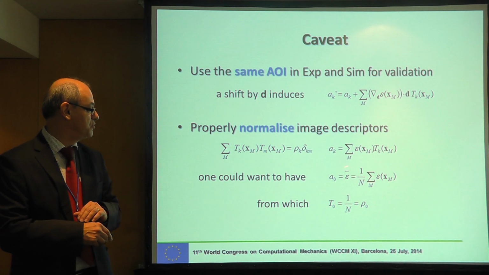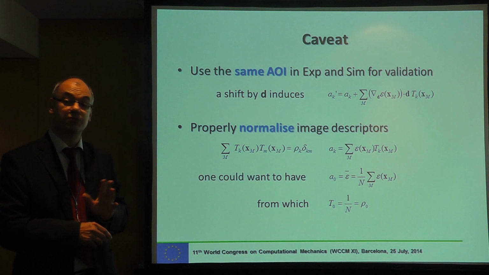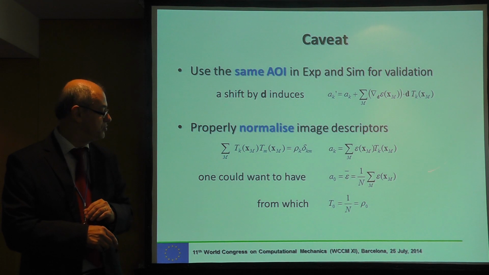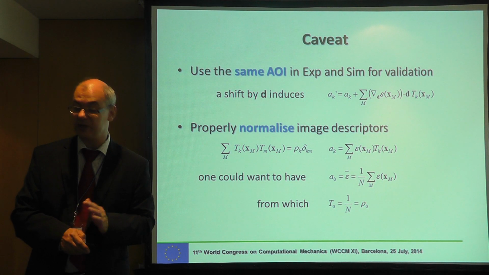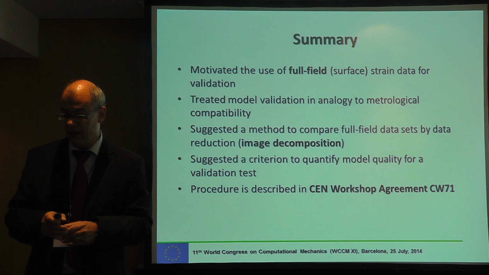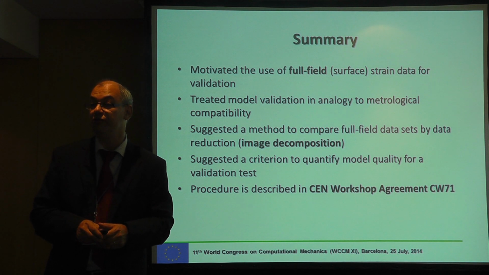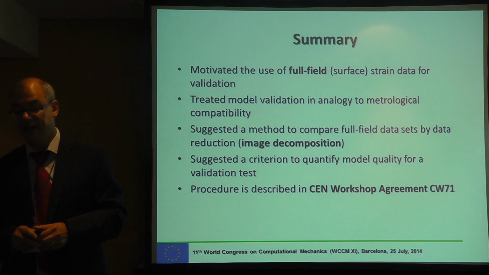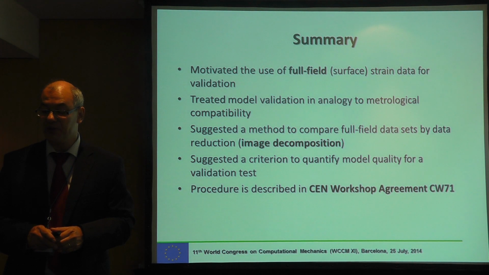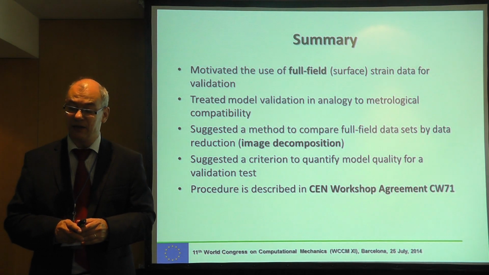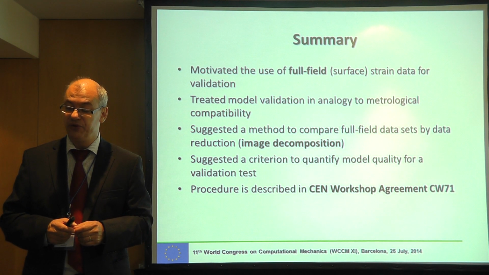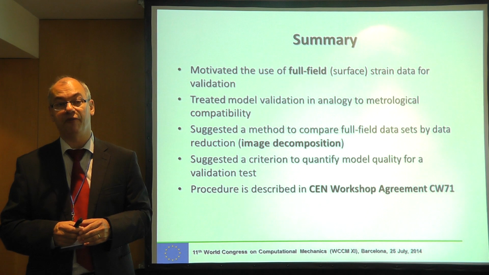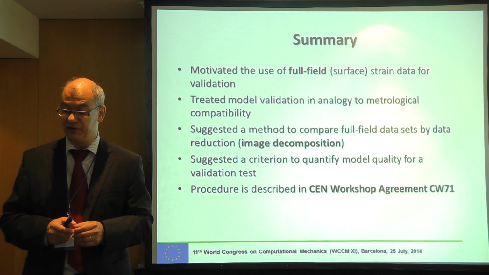So for instance, you would like to have the first component to be something like the average strain. This would turn out then that your normalization coefficient is 1/n, the number of points that you have in optics or in FEM. Okay, I hope I could motivate the use of full field surface strain data for validation. I treated model validation as an analogy to metrological compatibility, and we suggest to use image decomposition for reducing the data of the full field.